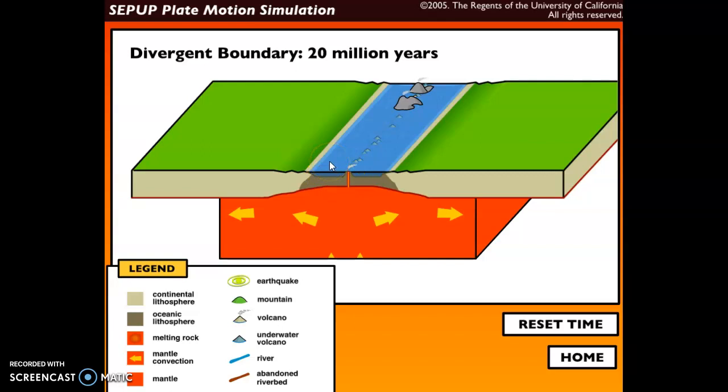Now, if these were two oceanic plates that were diverging, you would get the creation of something like a mid-ocean ridge, which is a mountain underwater, and that process is now going to be called seafloor spreading, because you're going to be creating new ocean floor. So it depends on the situation, what two plates are interacting.